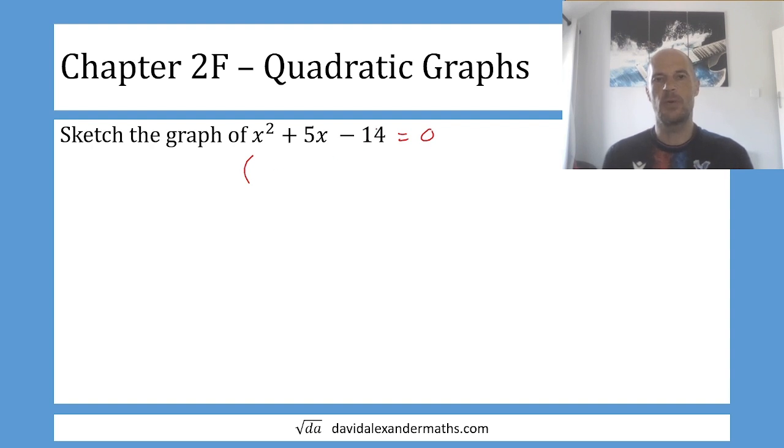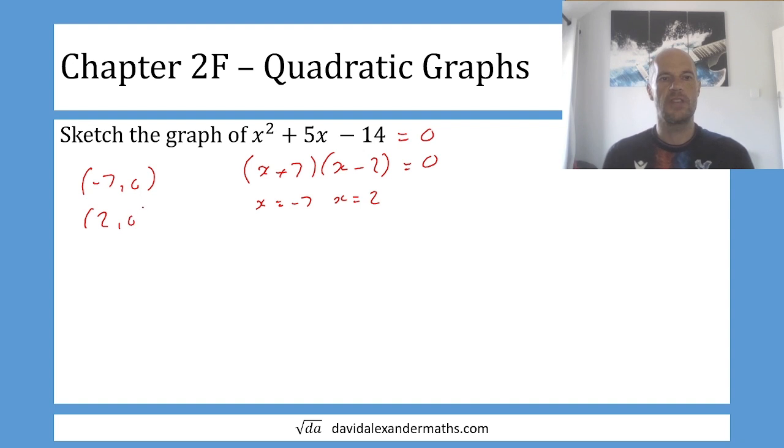So factors of minus 14 that will give me 5. That is x plus 7, x take away 2. So therefore I've got two solutions. x is negative 7 and x is positive 2. So these are the x-intercepts. So we've got two coordinates, negative 7, 0 and 2, 0.